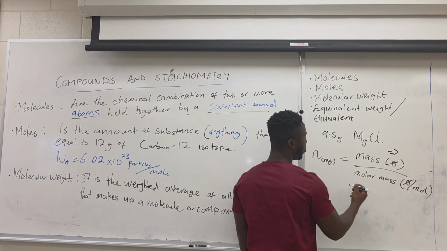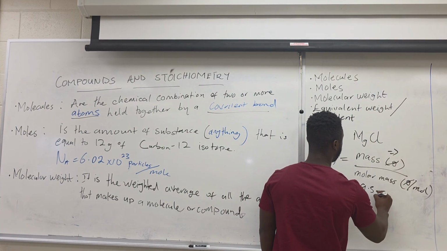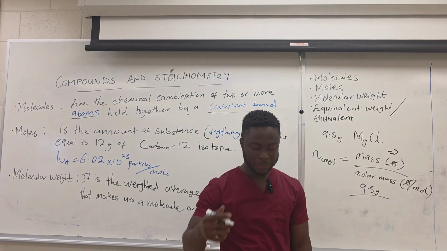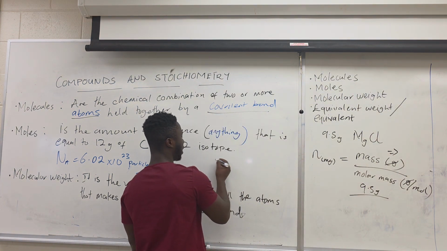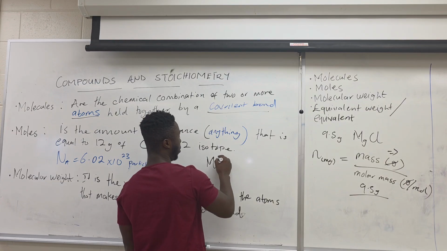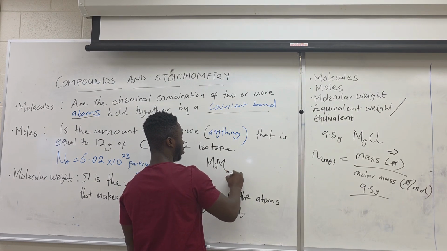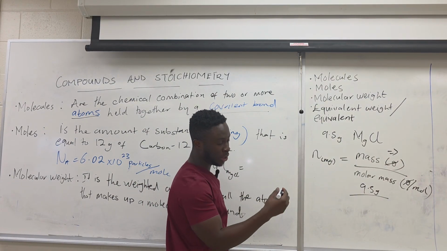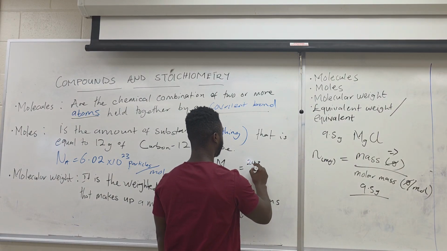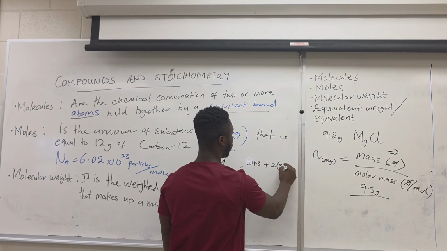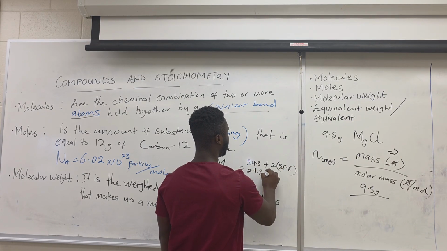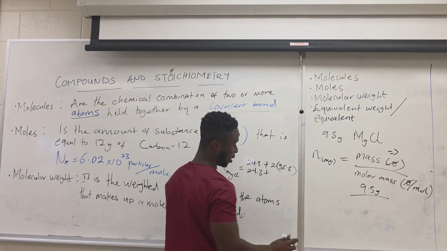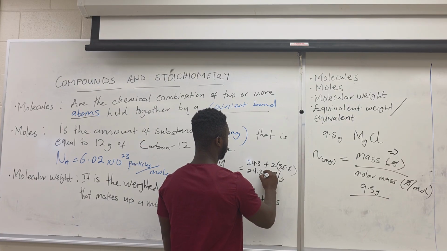So we have 9.5 grams of magnesium chloride. We put our 9.5 grams over here, divided by the molar mass of magnesium chloride. We find it exactly as we did the other one. The molar mass of magnesium chloride, represented by big M, has magnesium with an atomic weight of 24.3, plus 2 times chlorine, which is 35.5. Even if it was 35, it would have been 70, so it's going to be 71 grams.